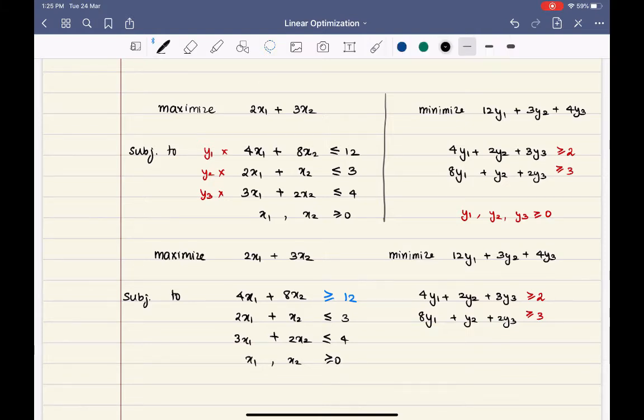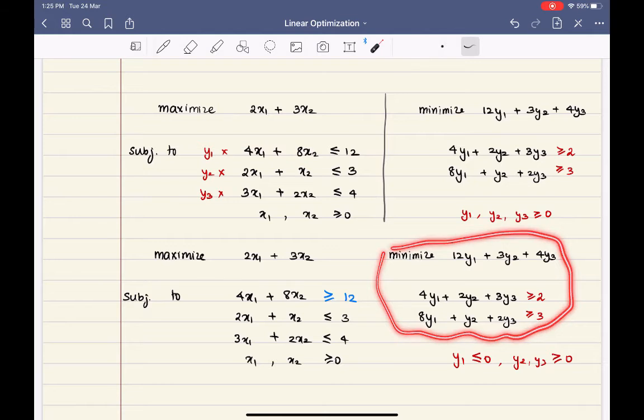Everything is the same except that now you will say y1 less than or equal to 0; y2 and y3 are the same as before. Note that whenever we have a bigger than or equal to sign instead of this less than or equal to, those corresponding variables have to be made y1 less than or equal to 0 and the rest can remain the same. That gives us the dual.